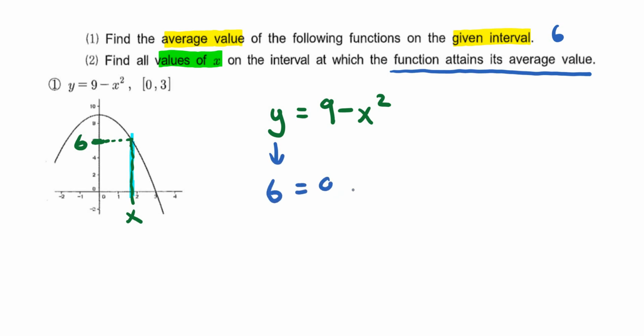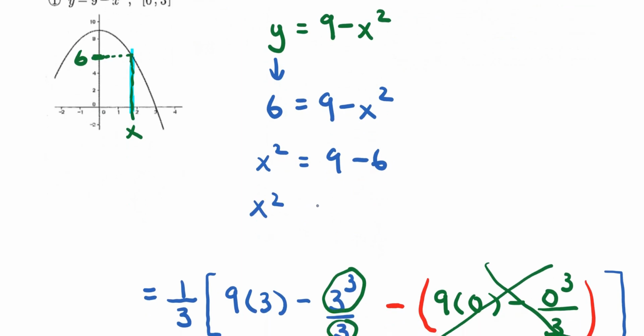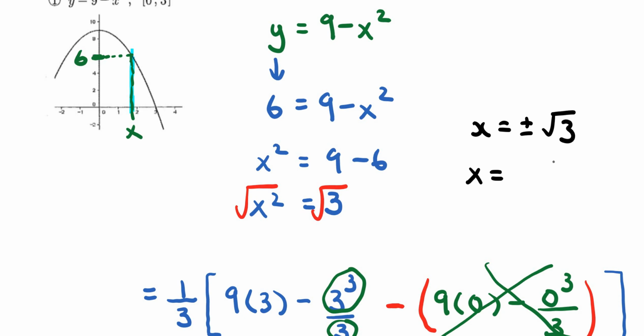And now we need to find the x values that have a height of 6. So a little bit of algebra here, bring the x squared over, then bring the 6 over, and then x squared would equal 9 minus 6, which is 3. And then if we square root both sides, it looks like the x value would be plus or minus root 3. But since we're in the domain between 0 and 3, the answer would be x equals root 3.